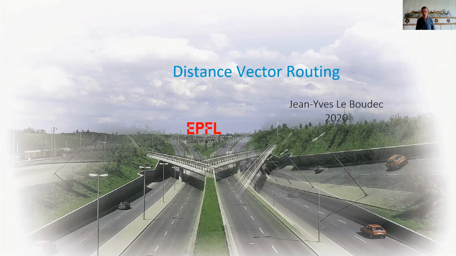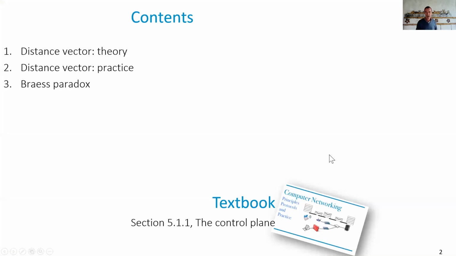So welcome to the course on distance vector routing. As this figure is illustrating, distance vector routing has an analogy with the way road traffic signs are used, as we will see in a few more minutes. We'll start with a theory and say a few words about the protocol, the most widespread protocol that implements distance vector routing, which is RIP.